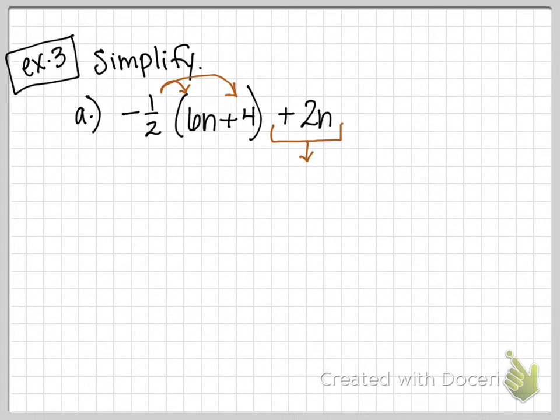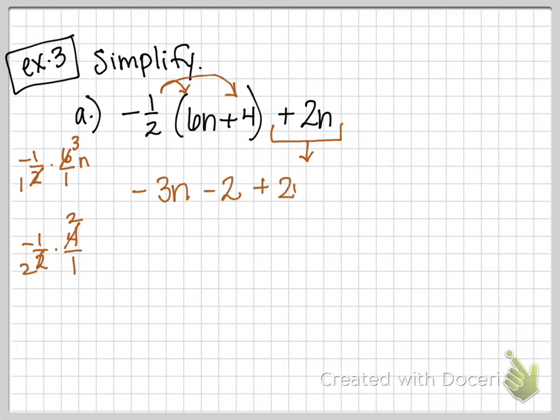So let's start by distributing negative 1/2 times 6 over 1n. We get negative 3. So what is our first term here going to be? Negative 3n. And then when we multiply negative 1/2 times 4 over 1, we get negative 2. And then we bring down plus 2n. And then we need to combine like terms in order to get this into simplest form.